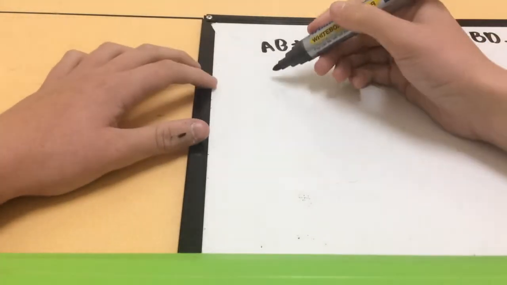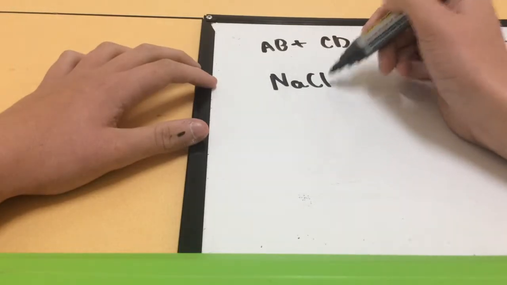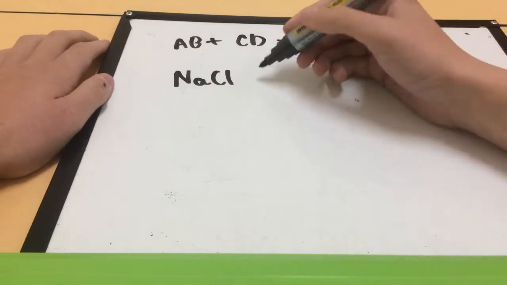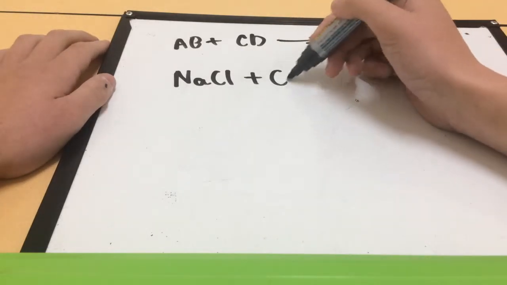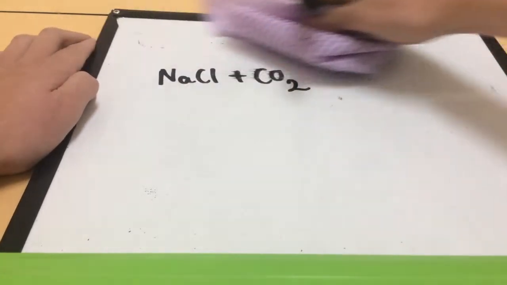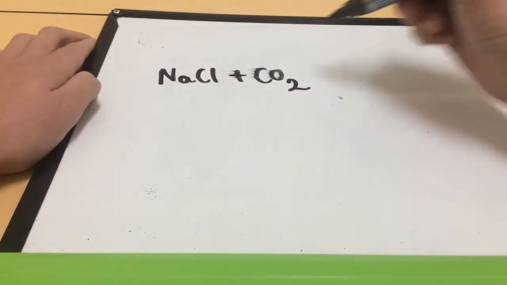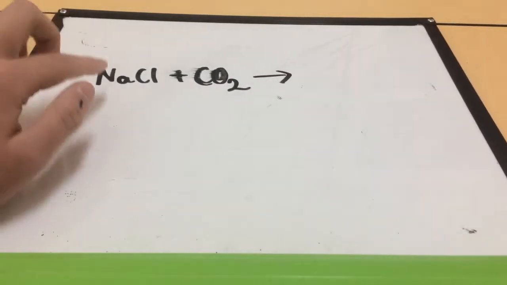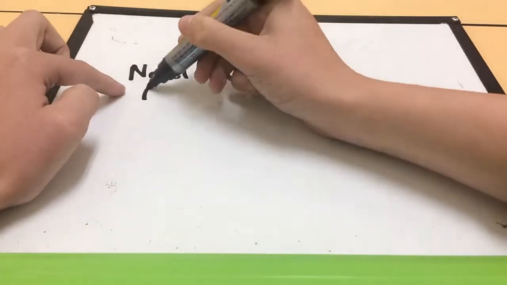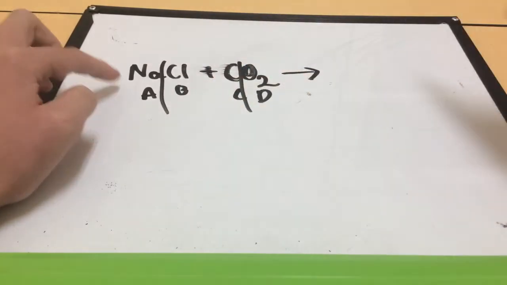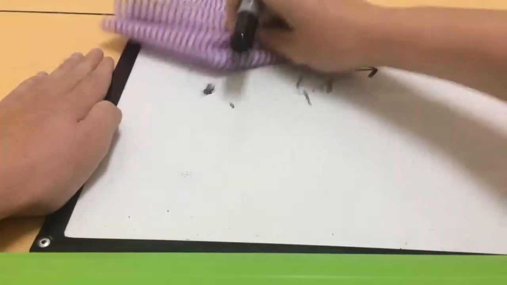I'm going to say our first one is sodium chloride. Okay, got our sodium chloride. Then I'm going to add carbon dioxide, as we discovered. Carbon dioxide is a compound. I think a lot of you know what it is. And that is going to become, okay, so Na, this is A, B, C, D. Actually, I'm going to rewrite this. Hang on.